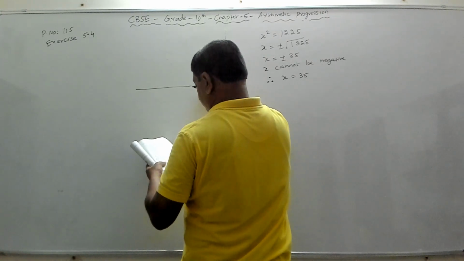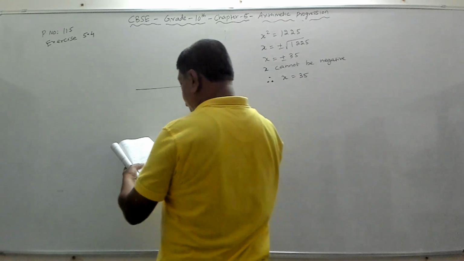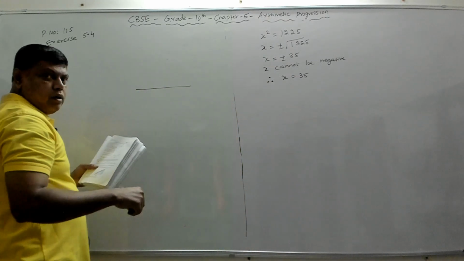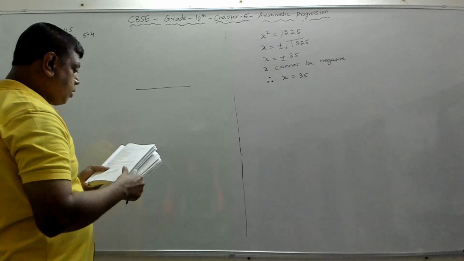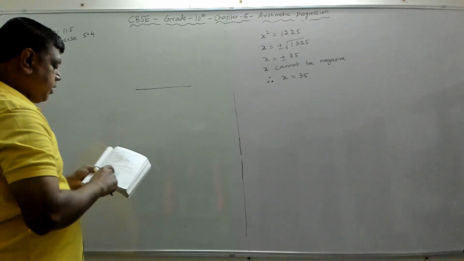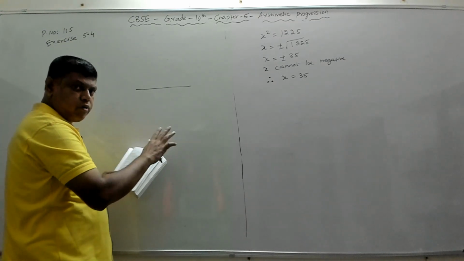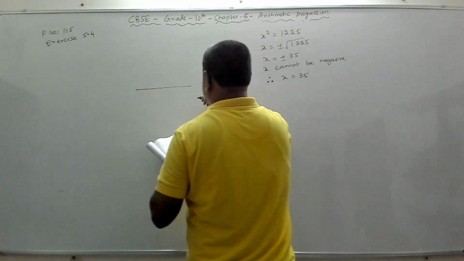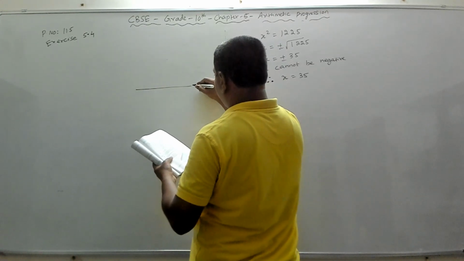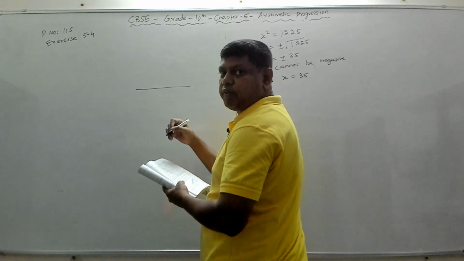So I'm going to draw figure 5.8, which is given in your textbook, at the bottom of page number 115. I'm trying to draw that. I'm sure that I cannot draw it properly. Please excuse me, but I'll try to explain with my poor drawing what it is that we are trying to find.